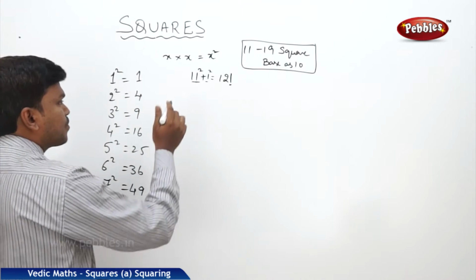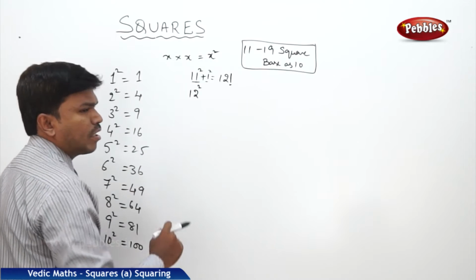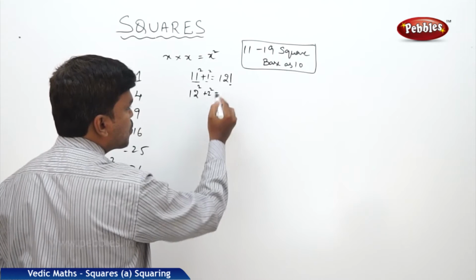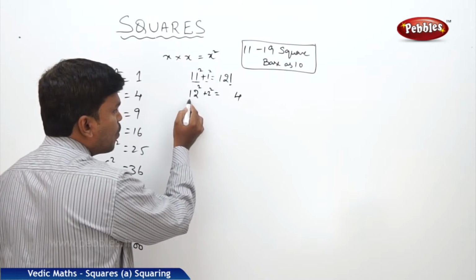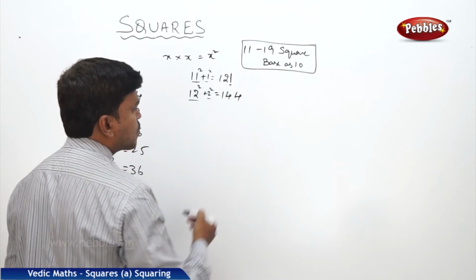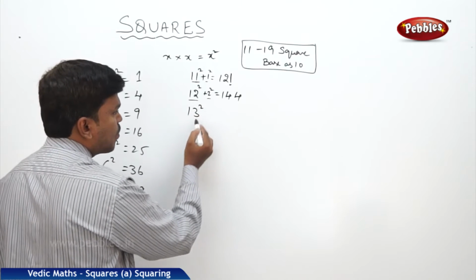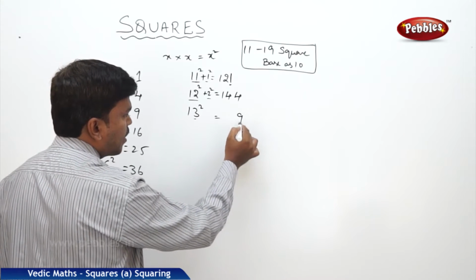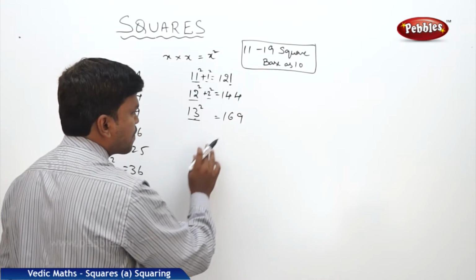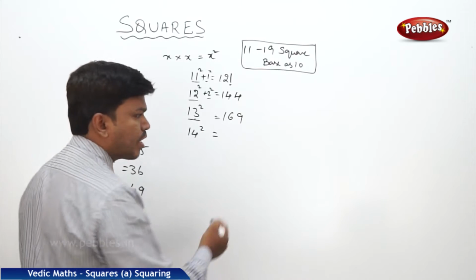One more example. Suppose I need 12 square. First of all, compare with 10. 12 is how much more? 2 more, right? So what is 2 square? 4. Now 12 plus 2, 14. So the answer is 144. Similarly 13 square. 3 square, 9. 13 plus 3, 16. So the answer is 169. Similarly 14 square. 4 square, 16.